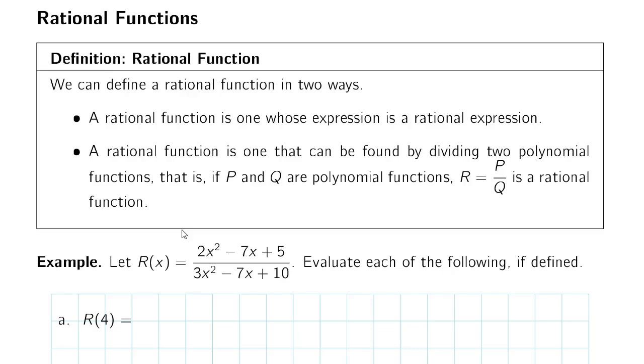Let's turn our attention now from thinking of these rational expressions as just expressions to thinking of them as functions. We can define a rational function in one of two ways. A rational function is just one whose expression is a rational expression. Or we can think in terms of function algebra. A rational function is one that can be found by taking the quotient of two polynomial functions. So if P and Q are polynomial functions, P over Q is a rational function.